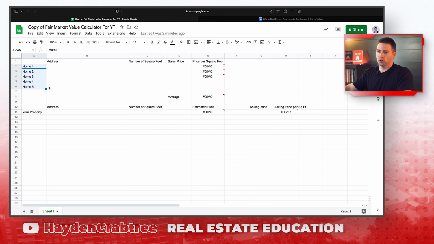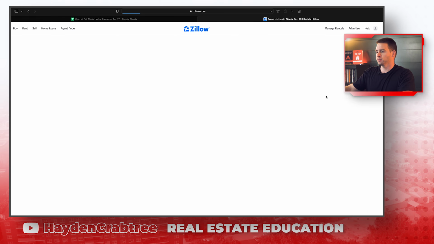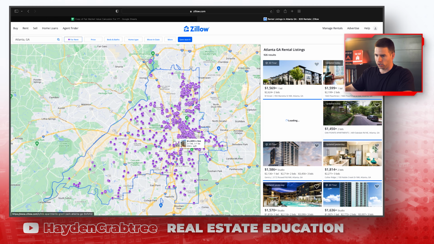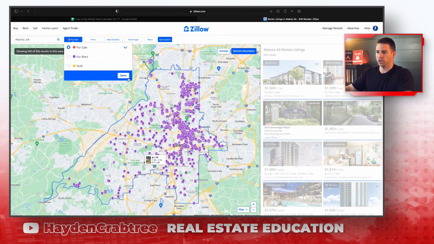So here I have a little spreadsheet. I'm gonna be looking for 5 different houses, a minimum of 3, but I really like to have 5. We're gonna look at the number of square feet, the sales price, and the price per square foot. So let's dive into Zillow, and I live in Atlanta. This will work in any sort of market, so don't really worry here. We're gonna come to houses for sale.